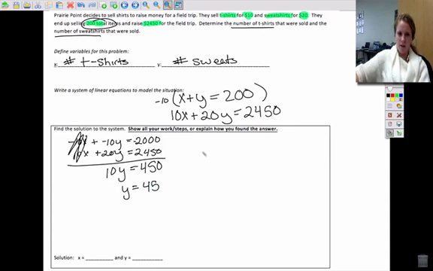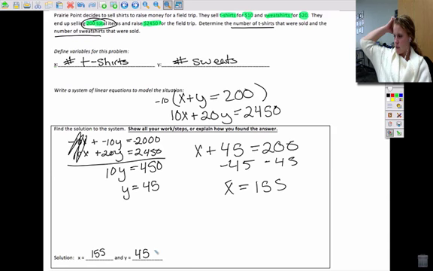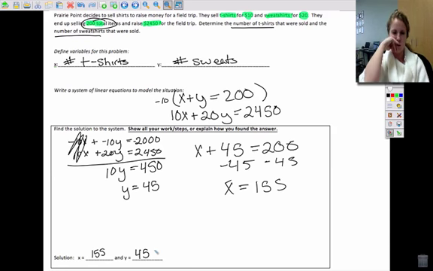Okay, so that was pretty easy. And then we need x plus y, so x plus 45, to equal 200. So if we minus 45 from both sides, then x should equal 155. So we're going to sell 155 t-shirts, and we're going to sell 45 sweatshirts. And that will satisfy each of our two equations.